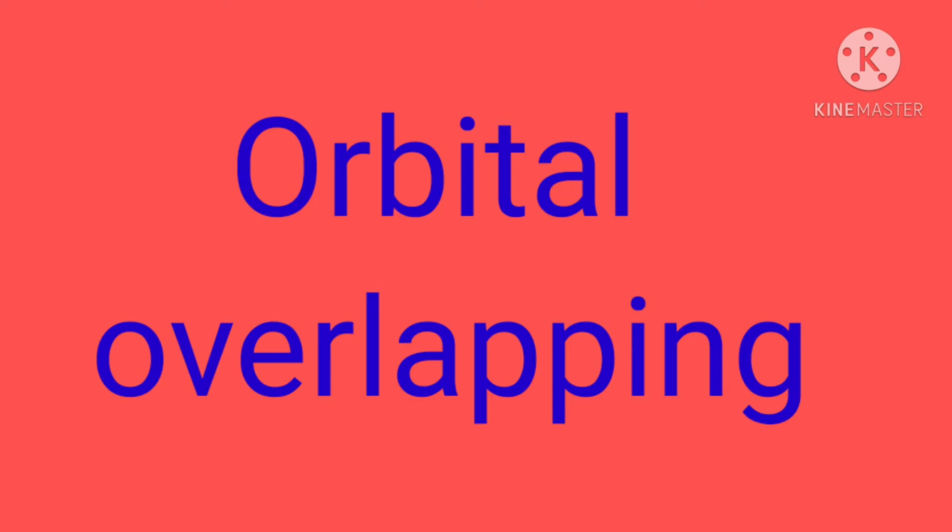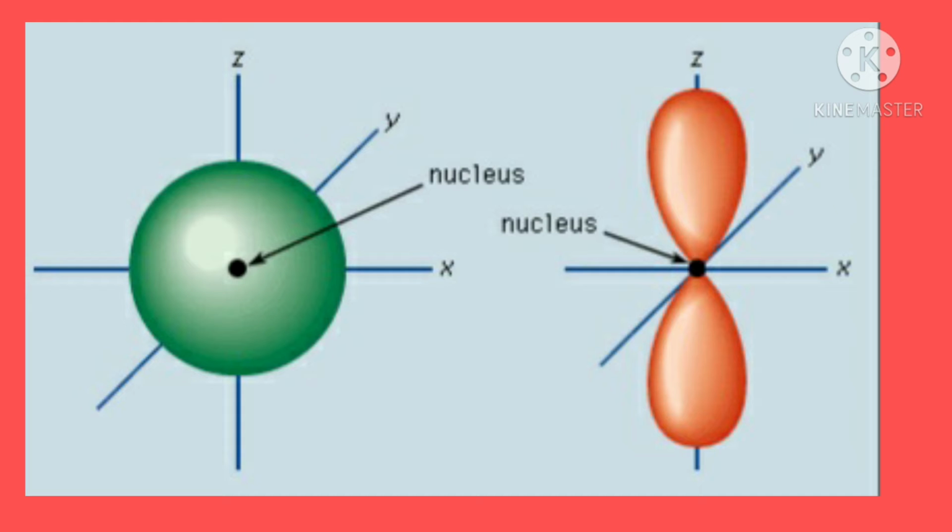Children, in this video, you are going to learn about orbital overlapping: how the orbitals overlap, how many ways this overlap can happen, types of overlapping, etc. As we know, in atoms there are s, p, d, f orbitals. In this class, you are dealing only with s and p orbitals. S and p orbitals are three-dimensional geometrical structures.